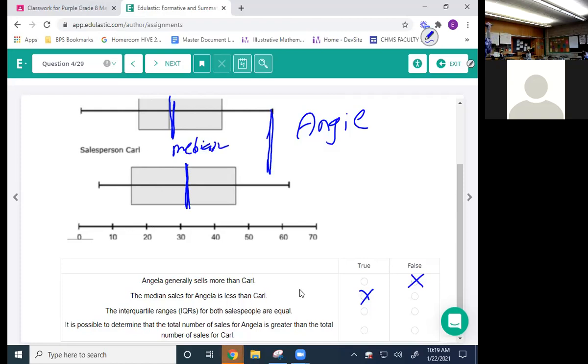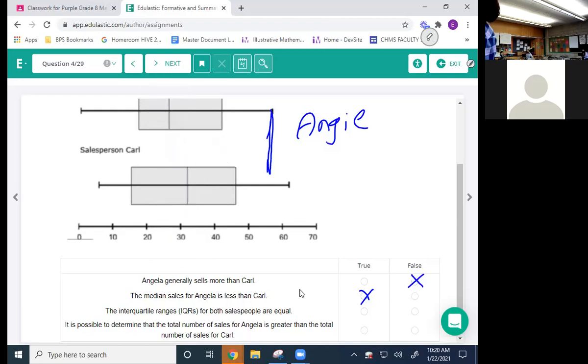Okay? We want to remember that. That line that falls inside our box is our median value. So is Angie's less than Carl's? Yeah, because if you take Angie's and you pull it down to where it is on here, it's smaller than Carl's. Boom, nice job. Now, the interquartile range, IQRs, of both salesmen are equal.